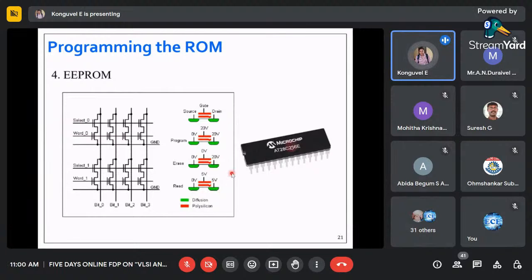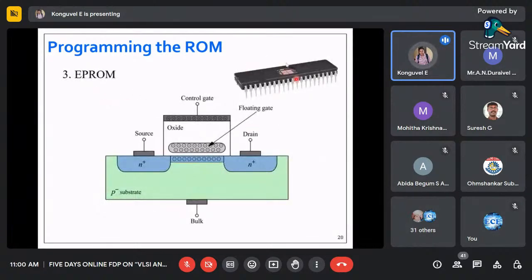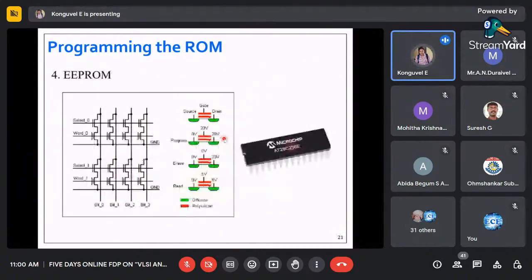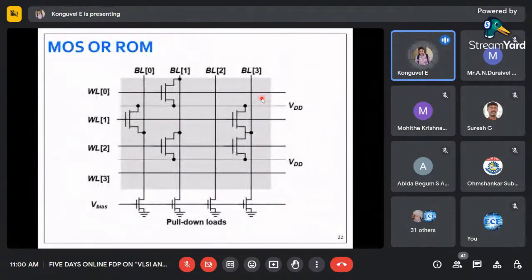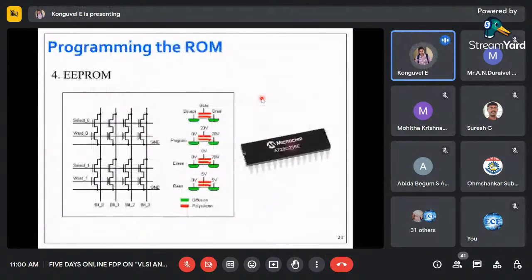In the EPROM, we use ultraviolet rays to do that. But in electrically erasable PROM, by using the tunneling effect, we do it only by giving electrical signals, not UV. Only by giving the supply, we are doing it. This is EEPROM. All right. So these are all the things we can do for programming a ROM.